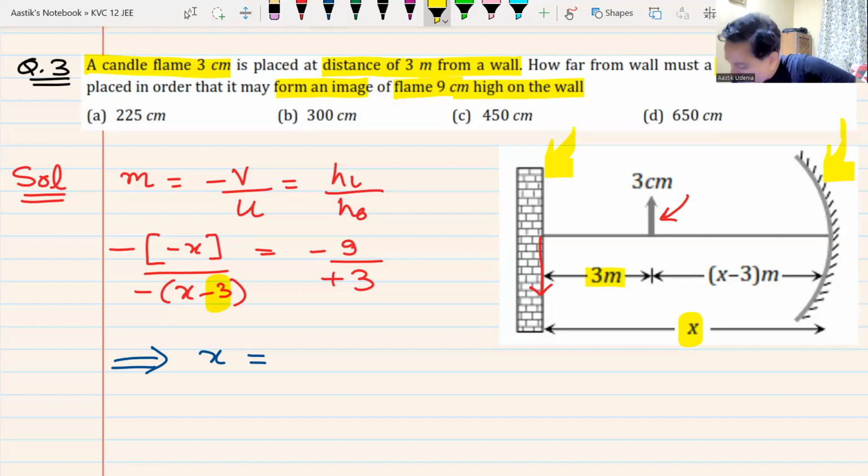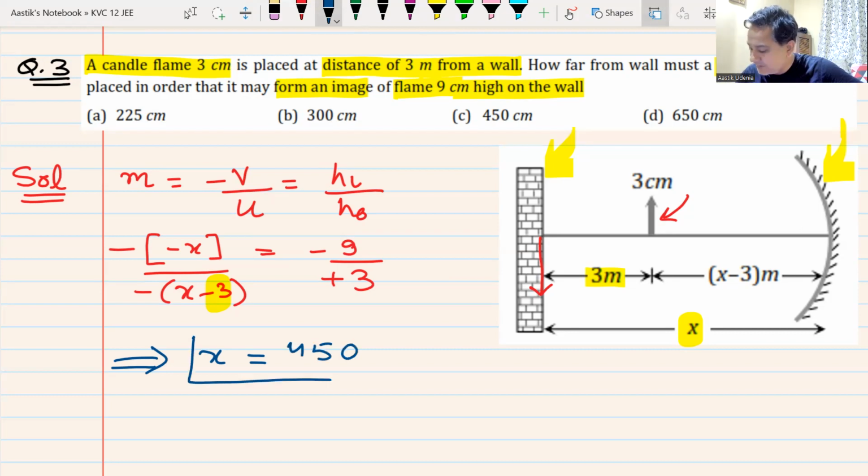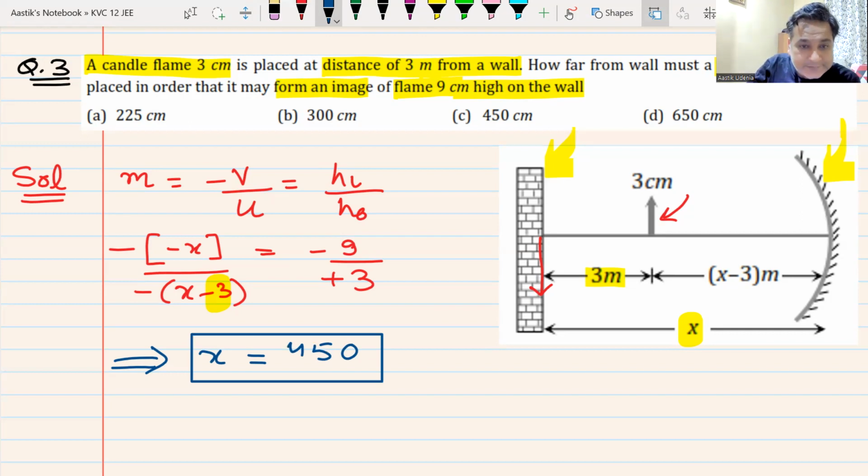Yes or no? Yes, sir. What is the value of x, beta? Correct? 450. Yes, my dear friend. Well done. 450 centimeters. And that is the correct answer. Please raise your hands, kids, of how many students were able to do this? No one? Shameful. So remember, beta, you'll have to understand.